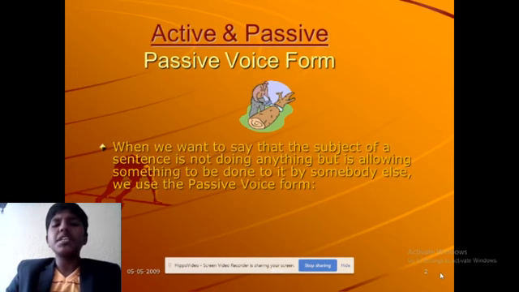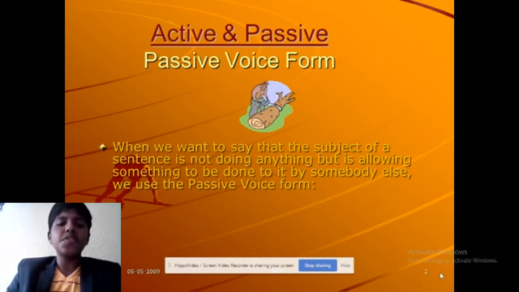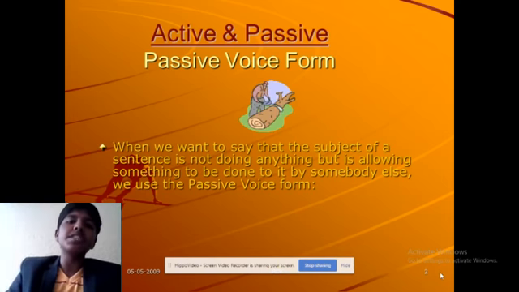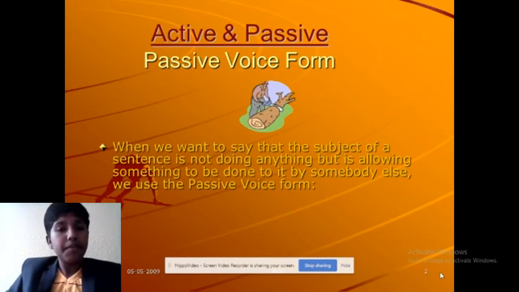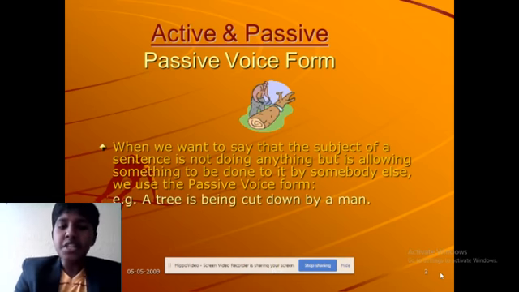When we want to say that the subject of the sentence is not doing anything but is allowing something to be done to it by somebody else, we use the passive voice form. In this case, the object does not do anything in the sentence, but it forces the subject to do the work. So in this case, for example, we can see that the man is forcing the tree to be cut down.